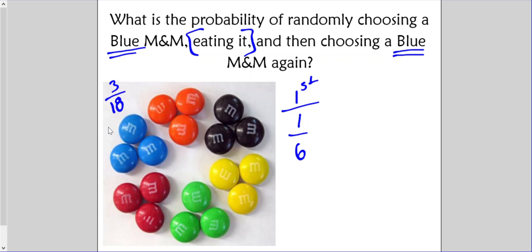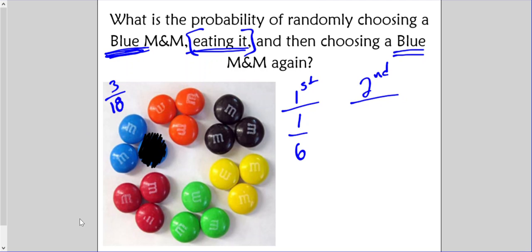The second one does change. I'm assuming that this actually happened. I picked out a blue and I ate it. There is less blues in here now. I ate one of those blue M&Ms. So my second one might be a little bit different than my first one. Actually, it will be different.